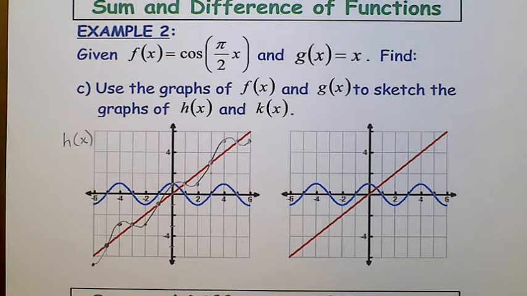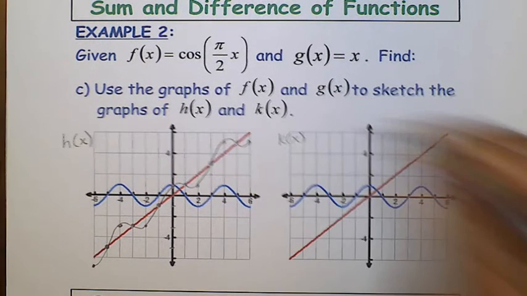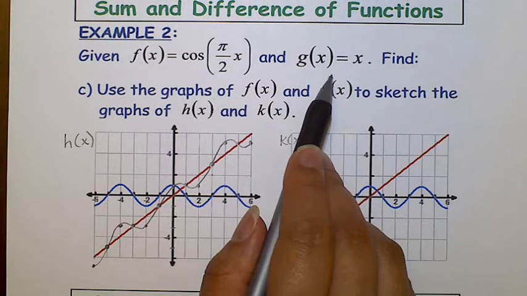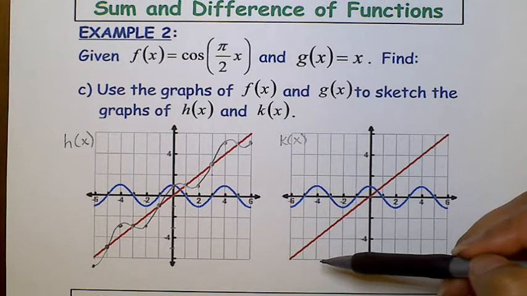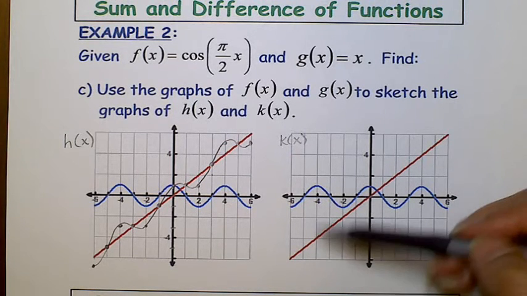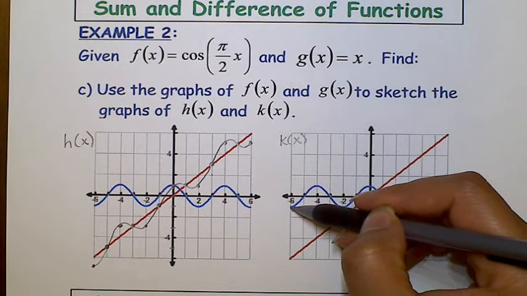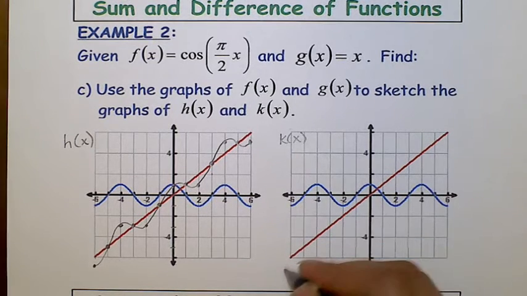Okay, if we graph k of x is a little bit different, so I need to pay attention to what I do a little bit more in this case. K of x looks at f of x minus g of x. So I need to subtract the red graph from the blue graph. Okay, so now I have to be a little bit more careful with what I do. This is going to be negative 1 minus negative 6. So negative 1 minus negative 6 gives me positive 5.